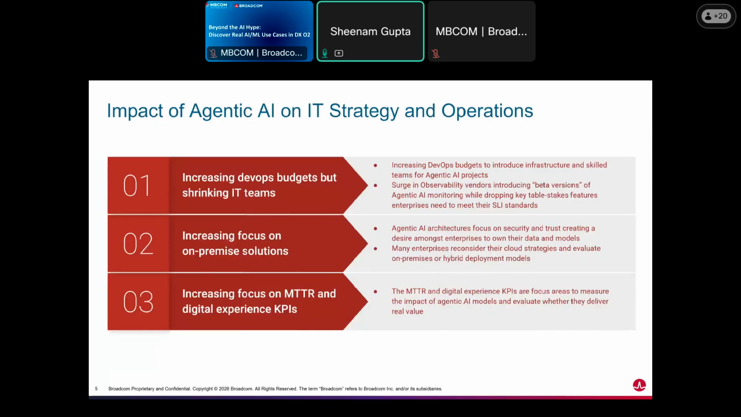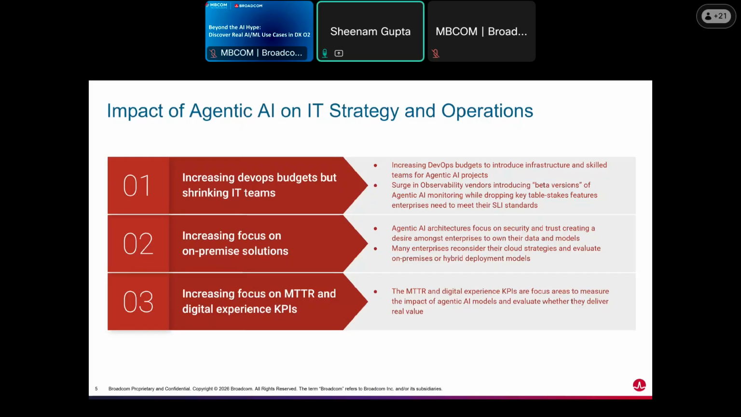But essentially, the first trend that we are seeing is increasing DevOps budgets, but at the same time, shrinking IT teams. These budgets that are increasing are really increasing to introduce infrastructure and team skills for agentic AI projects. And it's interesting to see that a lot of enterprises are creating these budgets by focusing on shrinking the traditional IT teams. An outcome of this trend is a lot of point observability vendors coming into the market, introducing beta versions, quote unquote, of agentic AI monitoring.